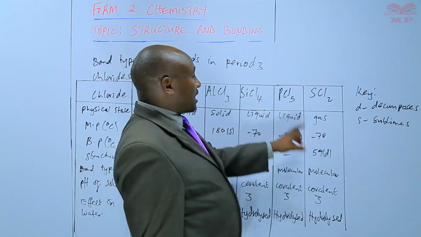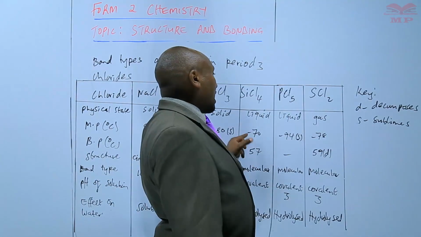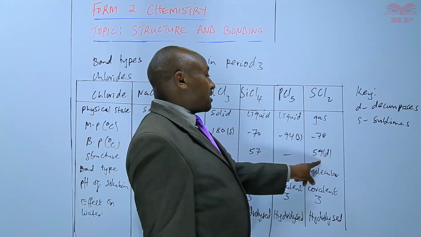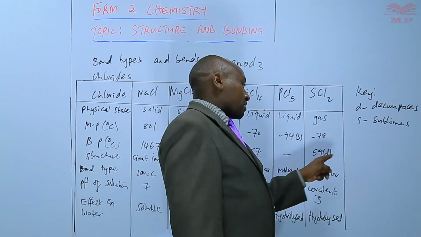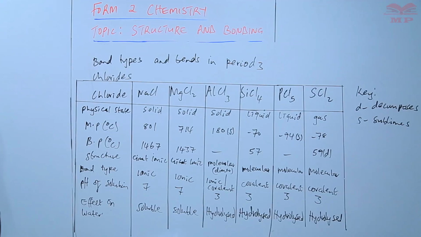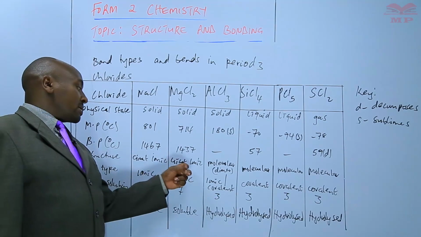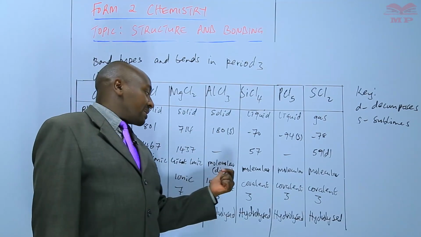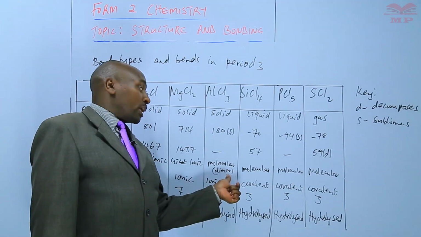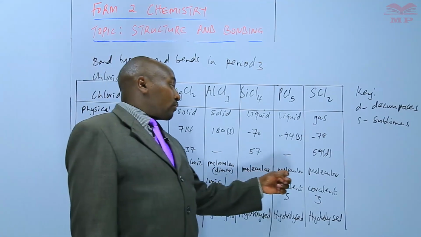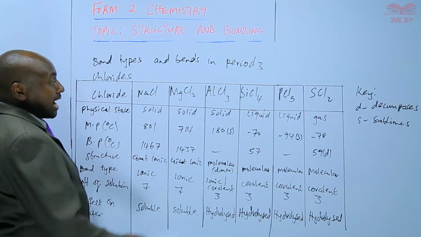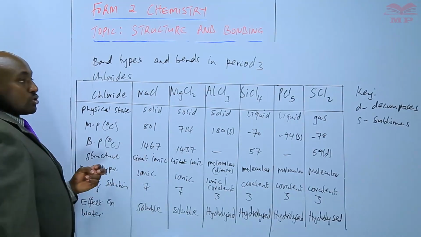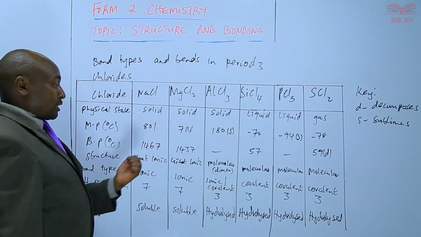Silicon, phosphorus, and sulfur chlorides have very low melting points and boiling points, of which we are saying that sulfur chloride decomposes when it is heated. In terms of the structure, sodium and magnesium chloride have a giant ionic structure. For aluminium chloride, we have said that it forms a dimer molecule, so it's molecular. The same case applies to silicon, phosphorus, and sulfur. So that's why I say that aluminium chloride behaves like a non-metal. It doesn't behave like the metals, yet we know that aluminium is a metal.